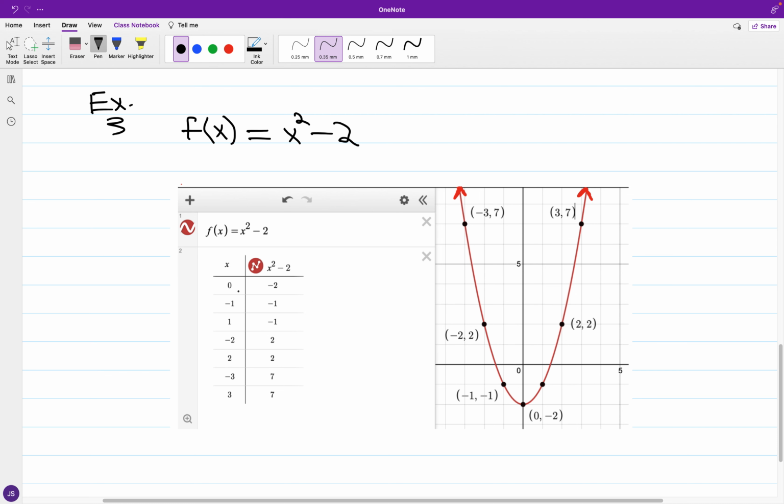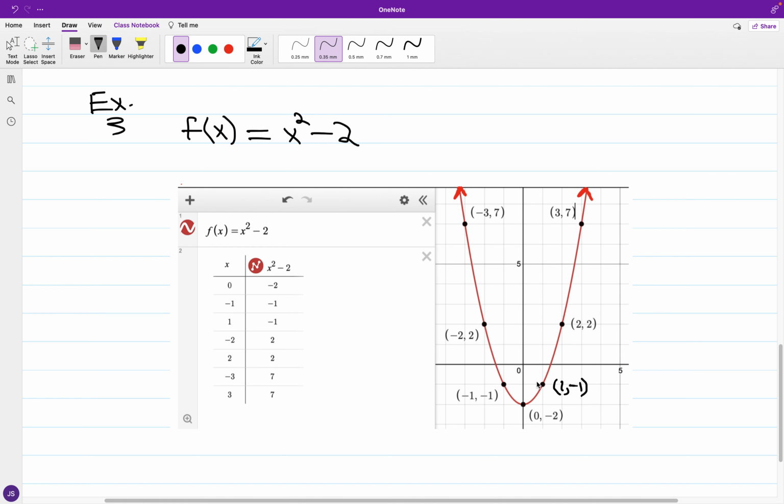Again, we have the left and the right halves. At x equal to 0, you have 0, negative 2, and this is going to be the minimum. For the opposite sign inputs, negative and positive 1, notice the outputs, the y values, are negative 1 and also negative 1. Now, you have negative 2, 2, and positive 2, 2, negative 3, 7, positive 3, 7.